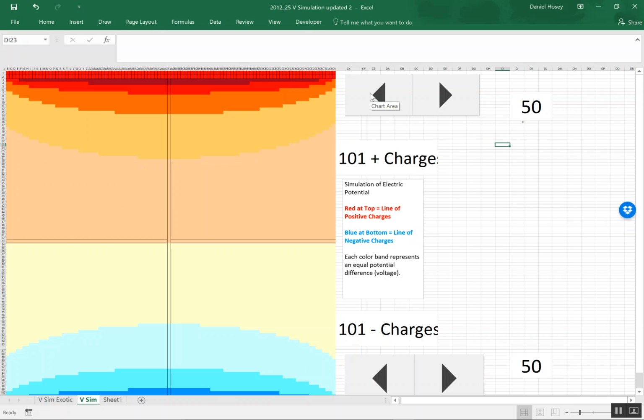This just changes the number that are shown. So the most you can have is 101 across. There we go. That'll catch up in a second.